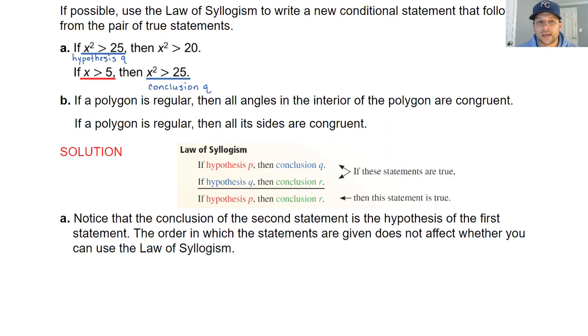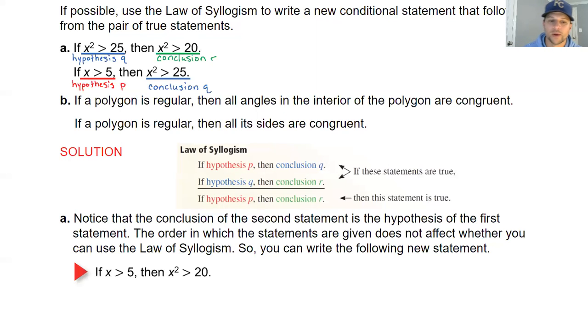So you could then say in a new conditional statement, if x is greater than 5, because it's your hypothesis P, then x squared is greater than 20 is your conclusion R. You can put those two together in a brand new statement. If x is greater than 5, then x squared is greater than 20.